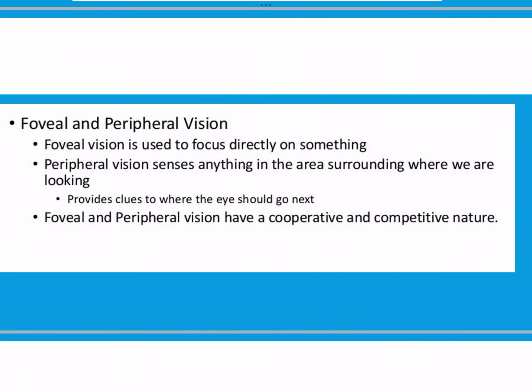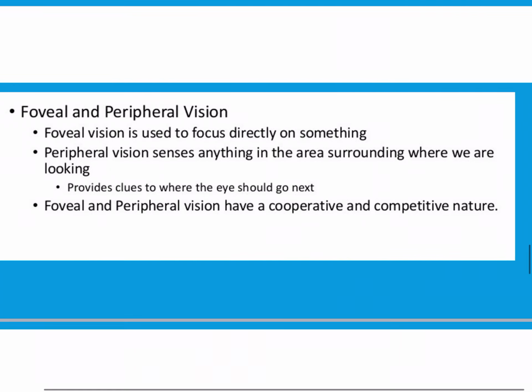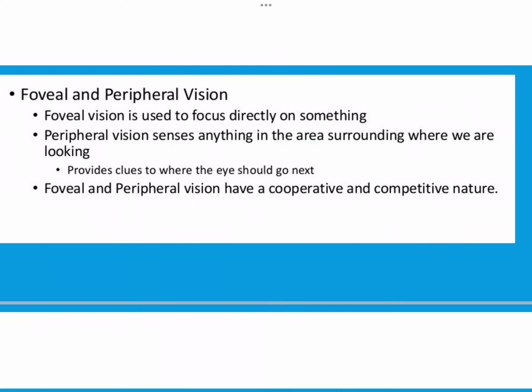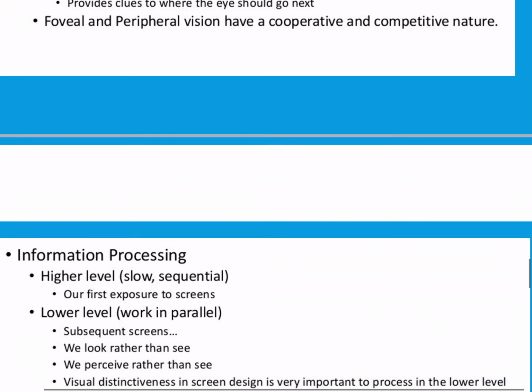The next topic is foveal and peripheral vision. Foveal is all about focusing and directing, and peripheral vision is all about sensing anything in the area surrounding where we are looking. So foveal and peripheral vision are cooperative and competitive in nature.